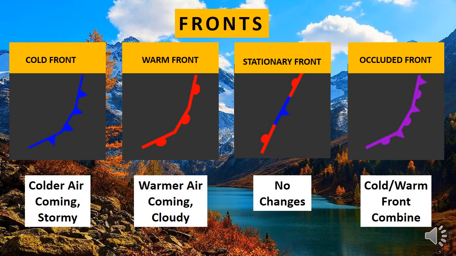So this is a simplified key to what we see on the surface weather map. First, the fronts. When we say cold front, the colder air coming means we experience stormy weather. And warm front, the warmer air coming, we experience cloudy weather or a little bit of rain. Then the stationary front means no change of weather. Then the occluded front is a cold and warm front combined.